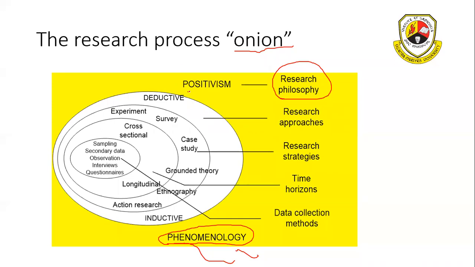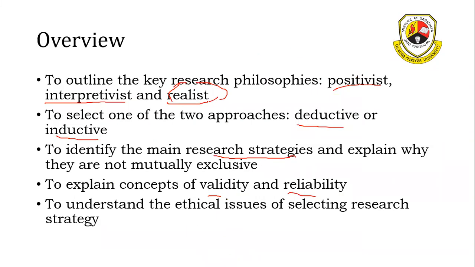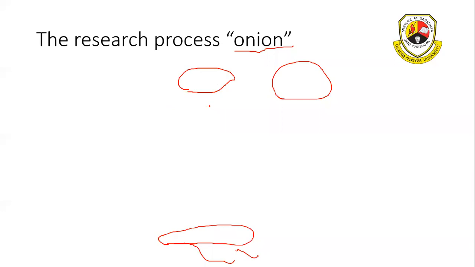The first is positivism, and the second is interpretivism. Okay, we saw that in the previous slide. These two, positivist and interpretivist. There's also realist, but we're not going to really look at that.